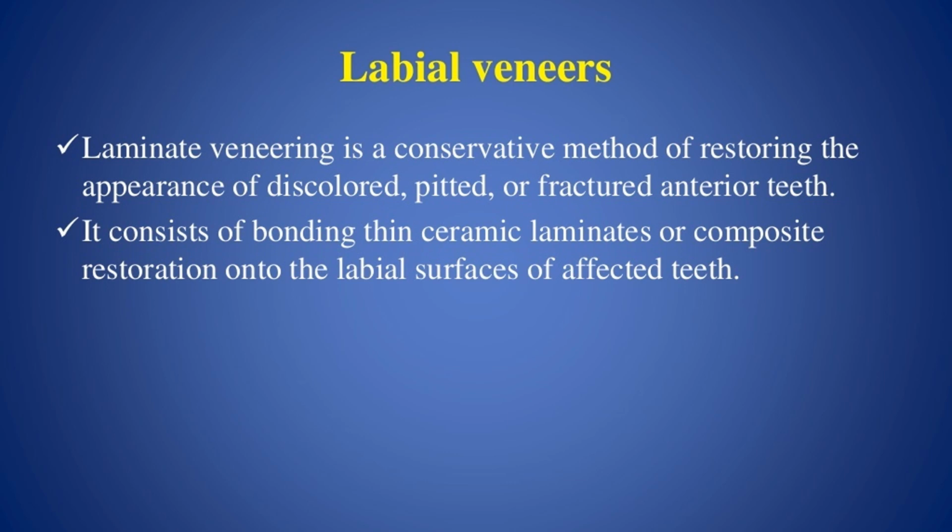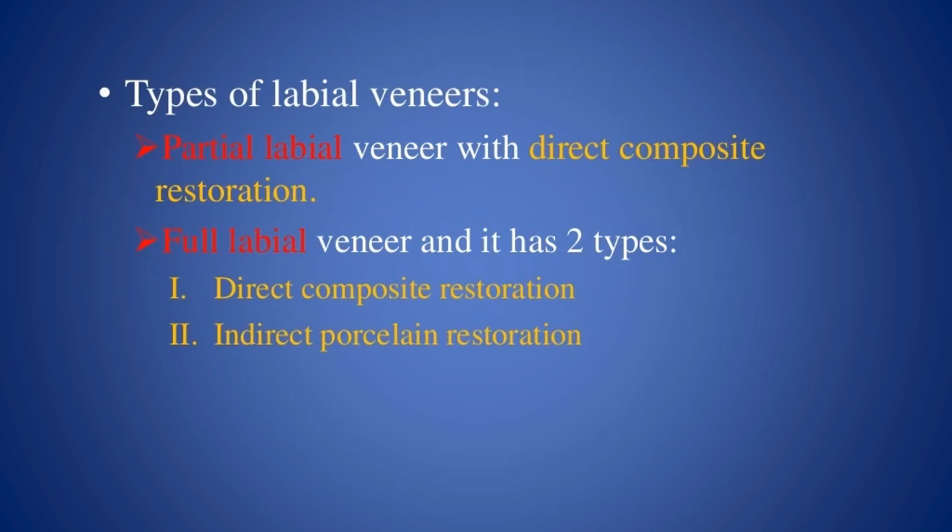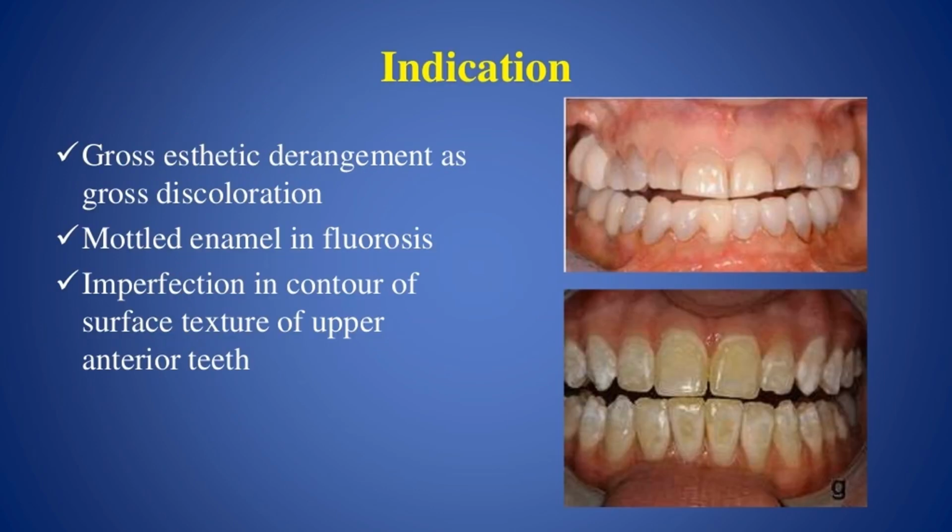A contact EZ saw is used to clear the contact of any tartar buildup. A contact EZ one-sided sanding strip is used to lighten the contact to aid in placement of the matrix. 32. Labial veneers. Laminate veneering is a conservative method of restoring the appearance of discolored, pitted, or fractured anterior teeth. It consists of bonding thin ceramic laminates or composite restoration onto the labial surfaces of affected teeth.